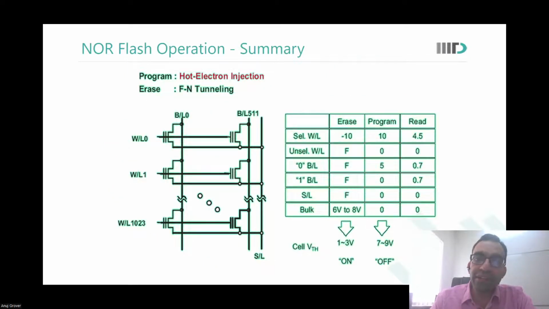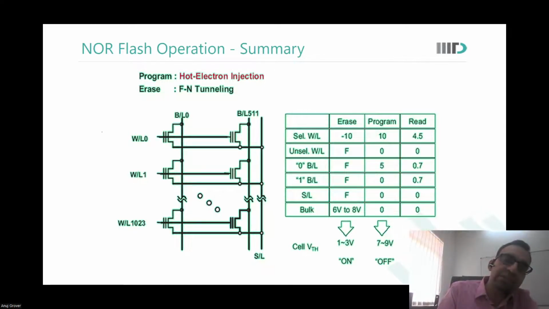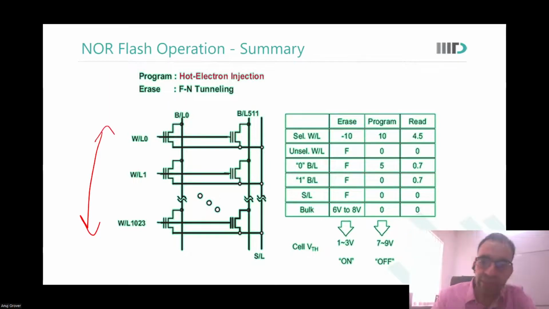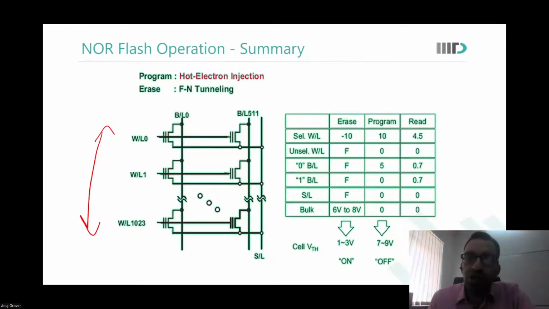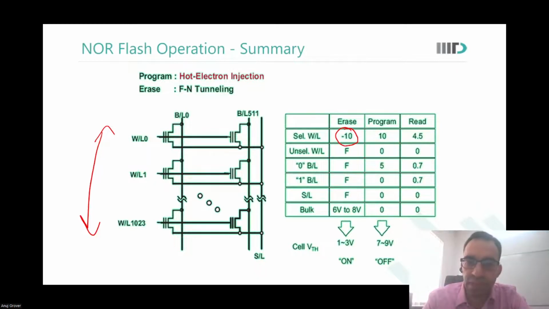How do you do a write? How do you do a program? That was the read operation. How do you do a program or an erase? Let us say there are so many of these word lines there. To erase this, you would put the word line at -10 volts, and you would put the bulk at 6 to 8 volts. What will happen?